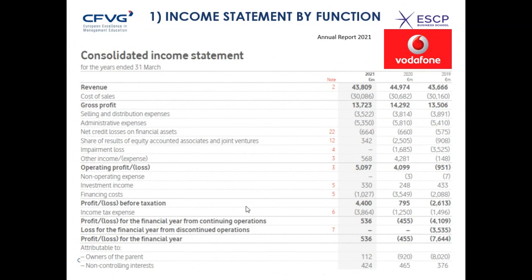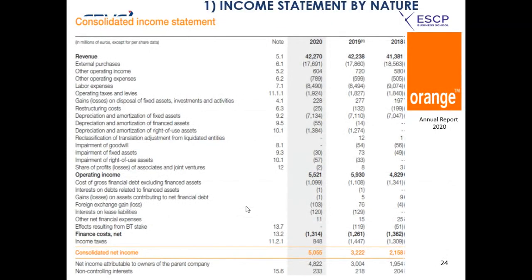Okay, so if you have something, please write it up in the chat. Common points or differences between those two income statements, between Orange and Vodafone. Anyone? Something?